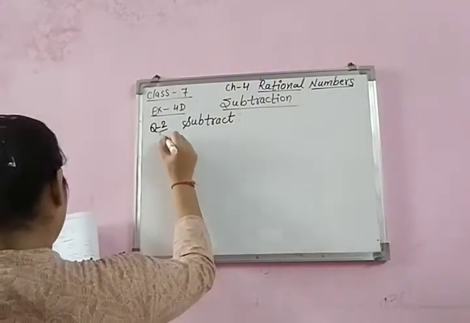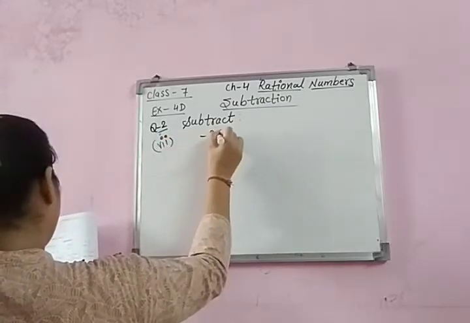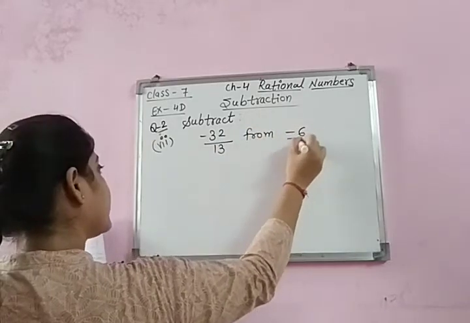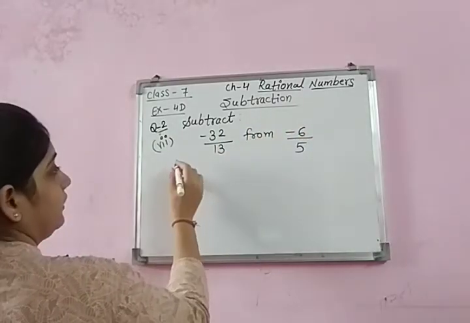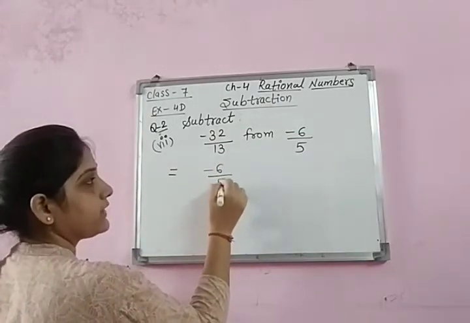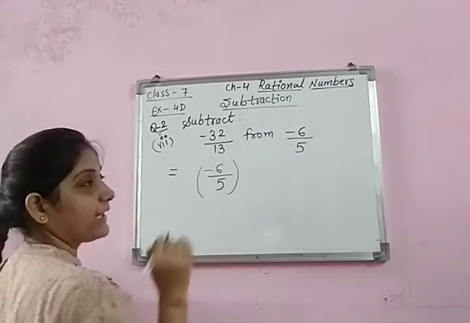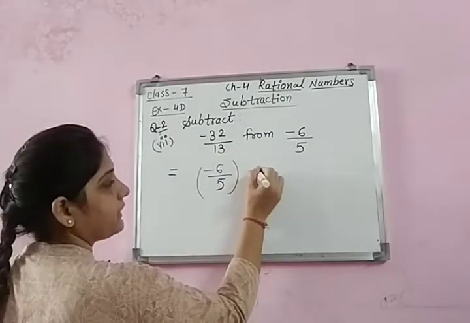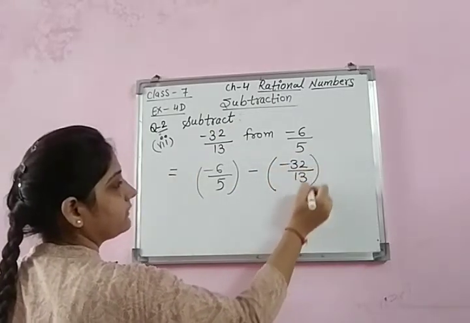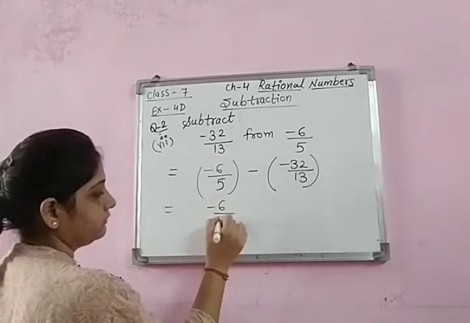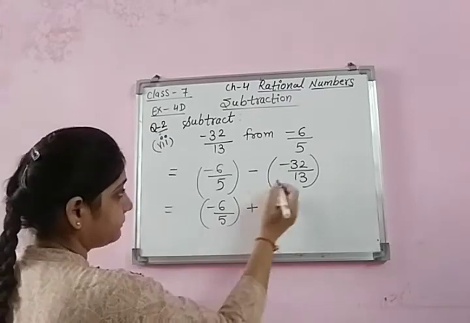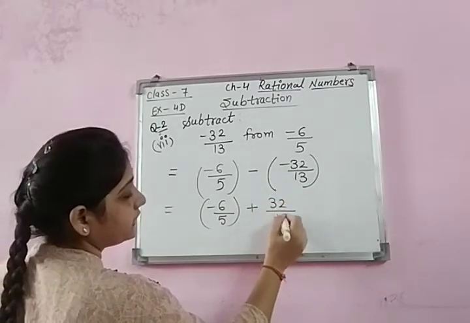I think the seventh part: negative 32 by 13 from negative 6 by 5. So children, same concept. Write down this number at the first, negative 6 by 5. Keep it in brackets because it is a negative number. Now subtraction, write down the second number, negative 32 by 13. What we have to do? Open the bracket: minus, minus, plus, and 32 by 13.